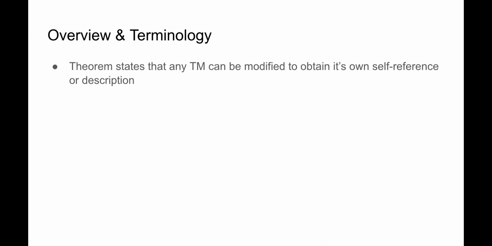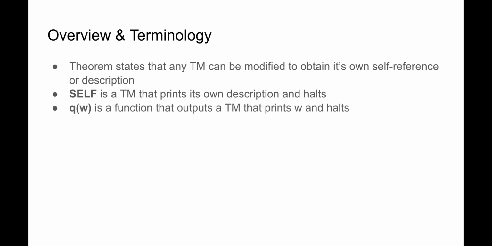And in order to prove this, we're first going to need to look at how to construct self, which is a Turing machine that simply returns its own description and halts. Then we're going to extend the definition of self to work for any Turing machine. So these are a couple important intermediaries we're going to use in today's proof.